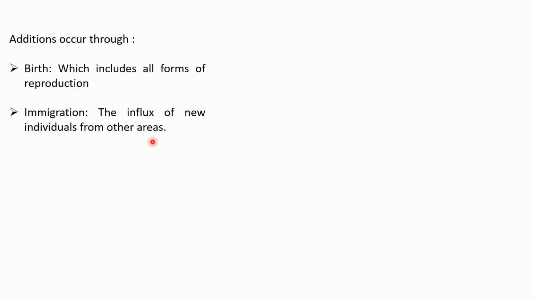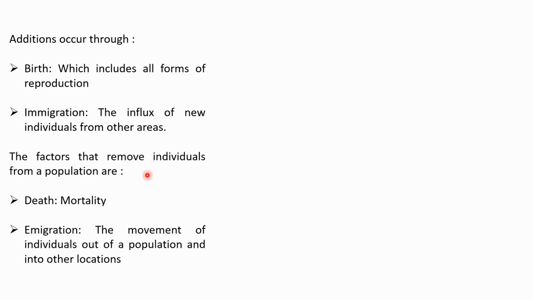So both birth and immigration contribute to the addition of new individuals within the population, thus affecting the density of the population, leading to an increase in the density of the population. The factors that remove individuals from a population are, the first one is death, that is defined by the mortality, that is the number of individuals that die within the population.